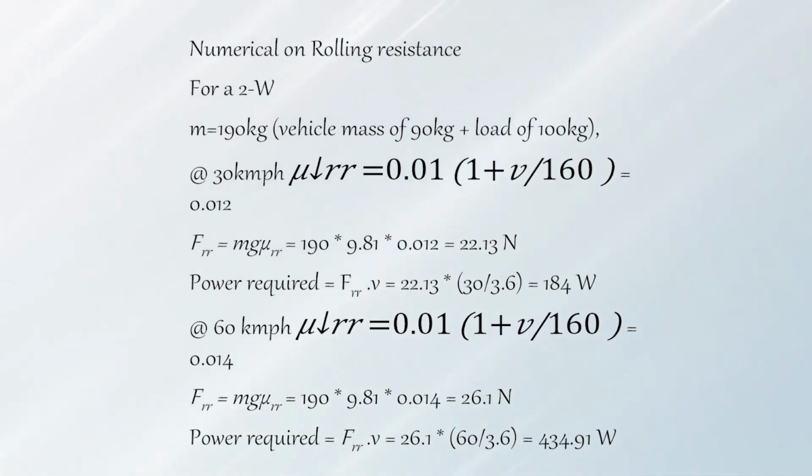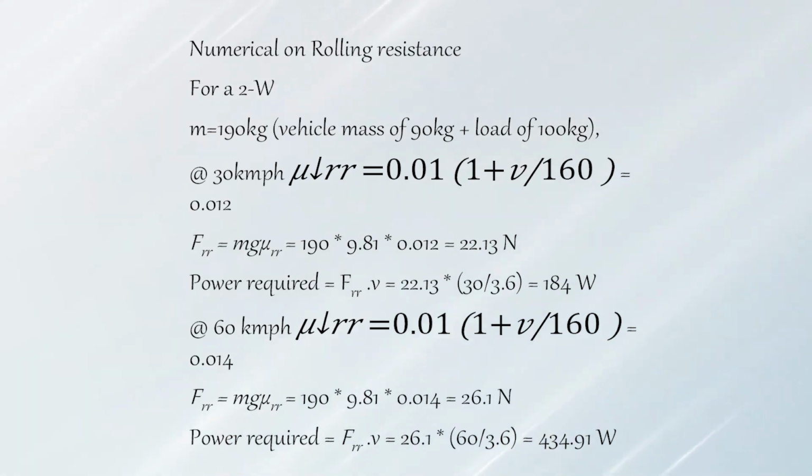So, the first thing you should remember in rolling resistance is that m does not only indicate the mass of the vehicle, it indicates vehicle mass plus the mass of the load. Next is mu r r, the coefficient of rolling resistance, which should be evaluated for every speed, because we have seen a simple formula for mu r r, which is 0.01 times (1 plus V by 160).